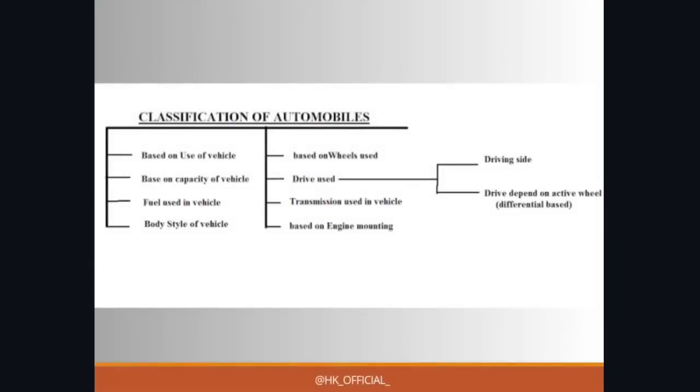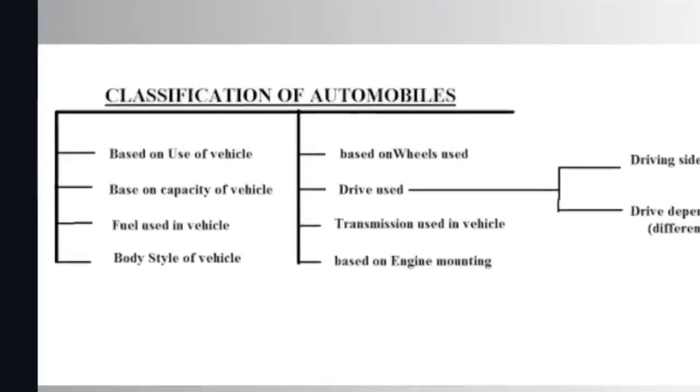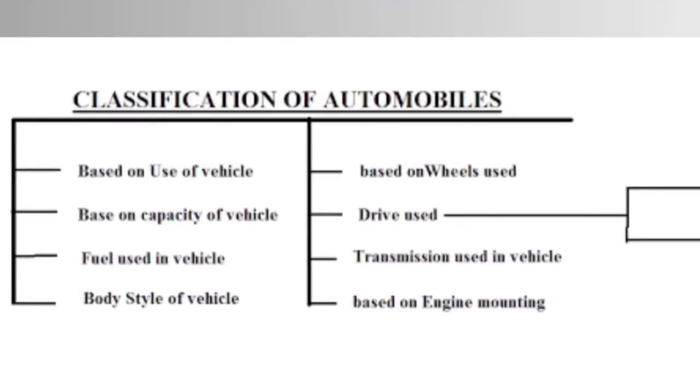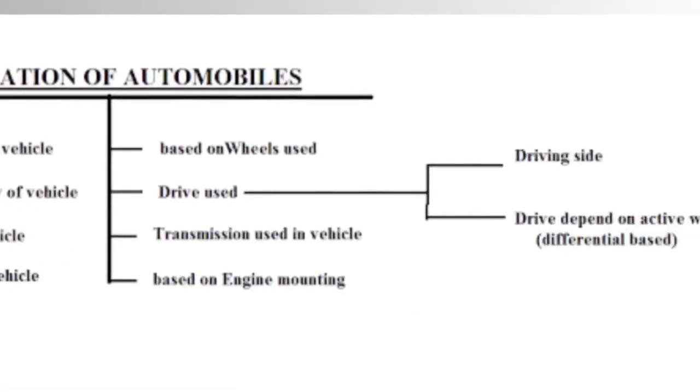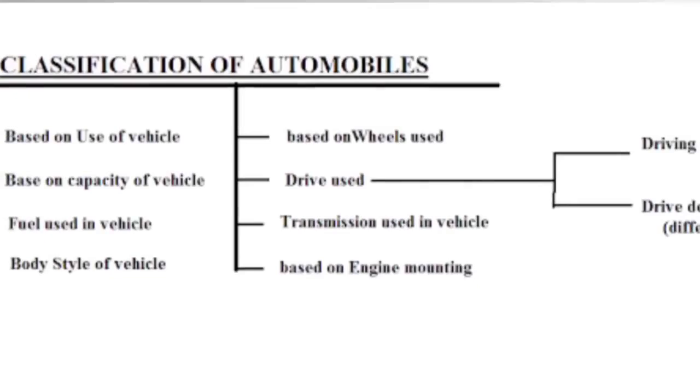This is the classification of automobiles. You can classify automobiles on various bases. I have mentioned this just to keep in mind. Based on use of vehicle, we are going to see every one. First is based on use of vehicle, then based on capacity of vehicle, then the fuel used in the vehicle, like some vehicles work on petrol, diesel, CNG, LPG, etc. Then body style of vehicle, then based on wheels like 2-wheelers, 3-wheelers, 4-wheelers, then drive used. In drives we can see driving side, then drive depending on active wheel. Then transmission used in vehicle and based on engine mounting.